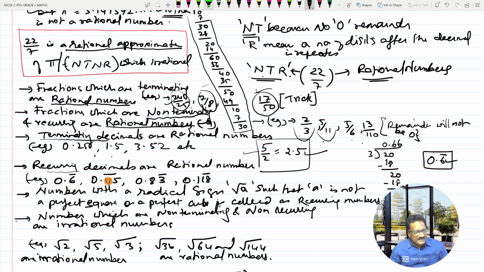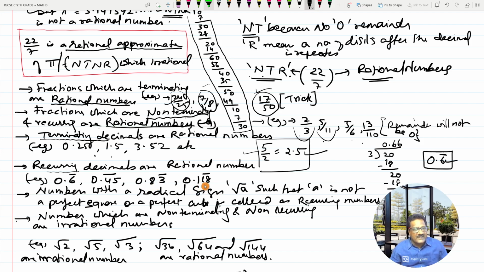In 0.45 bar, the bar is on both 4 and 5. So the group of two digits, 45, will be repeated again and again. So it will be 0.45454545 that way. Then 0.83 where the bar is only on 3. So this number can be written as 0.833333. So 0.8 is there, but 3 is getting repeated. So this is also a recurring decimal.